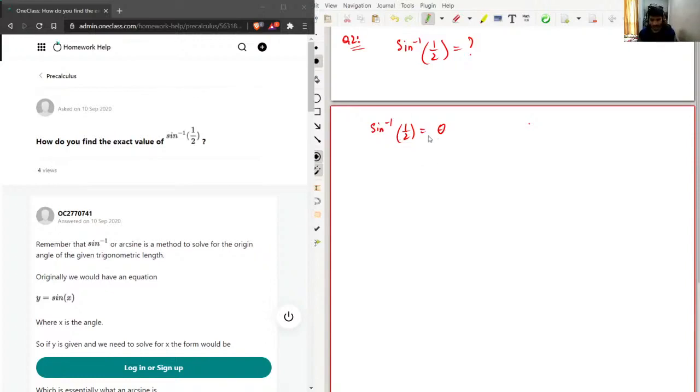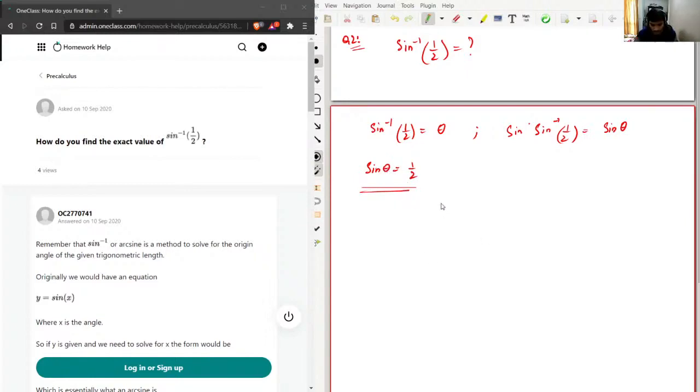So sine inverse of half is equal to theta. We'll just operate sine on both sides. So sine of sine inverse of half will be sine of theta, and the sine and sine inverse will cancel each other. So at the end we'll have sine of theta is half. Basically we need to find the value of theta such that the sine of that angle is half.